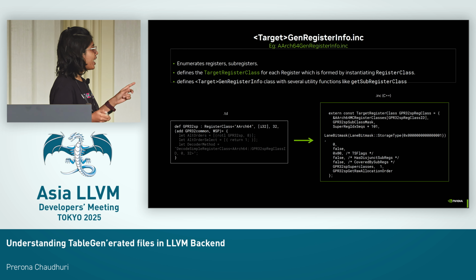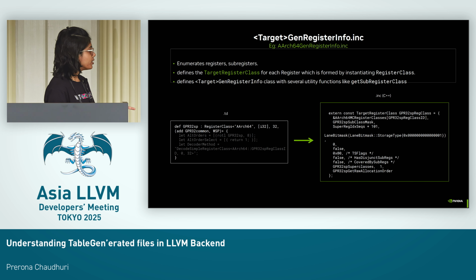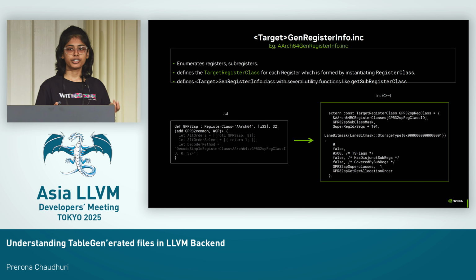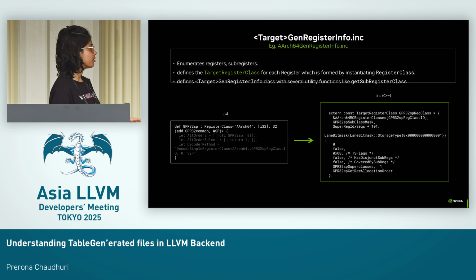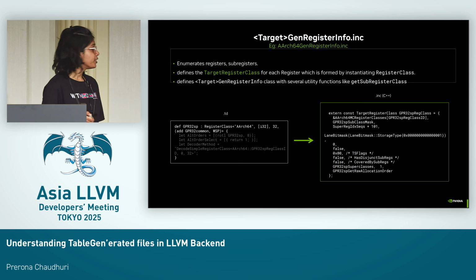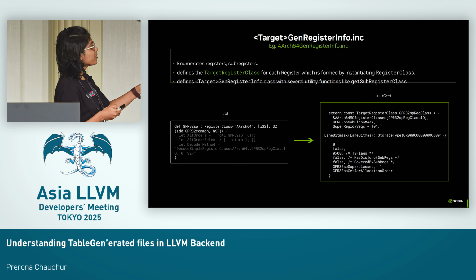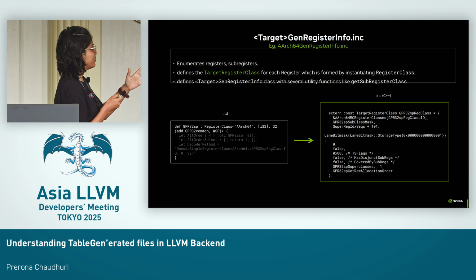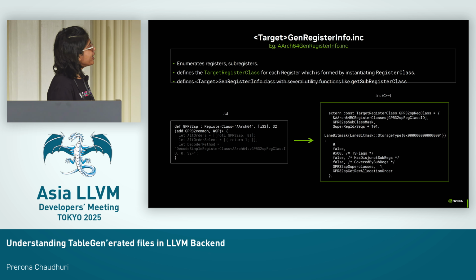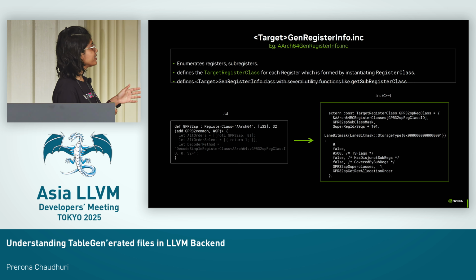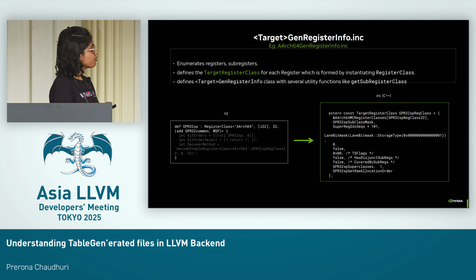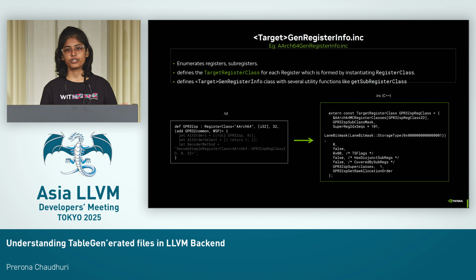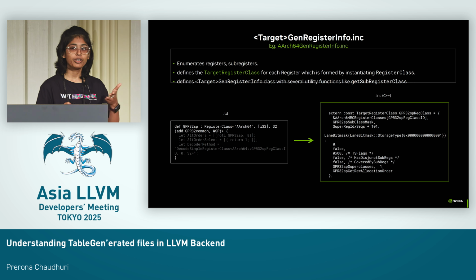So for example, for add WRI, the register operand types were GPR 32SP, which means that it's a 32-bit GPR register which also supports the stack pointer, and that's the corresponding C++ code that's generated by the backend in the file. Apart from that, it also defines the target gen register info class, which has several utility functions which are used throughout the backend.